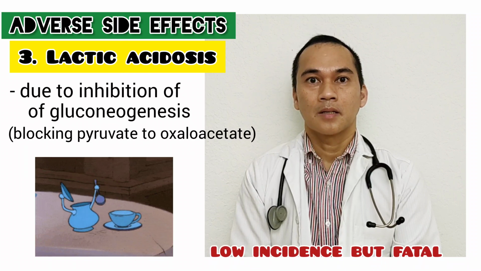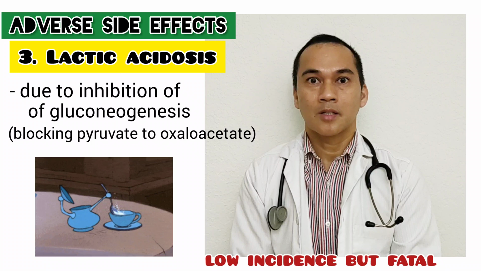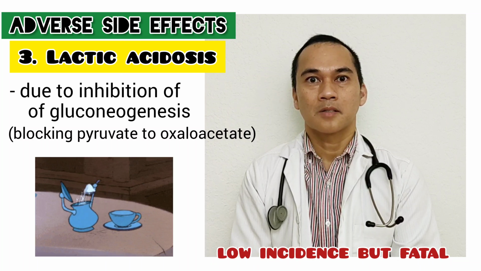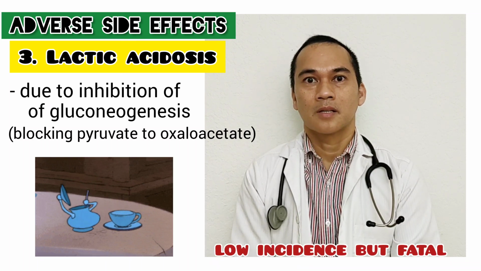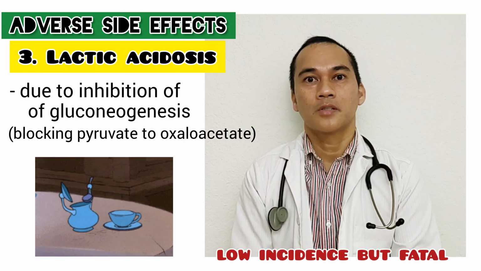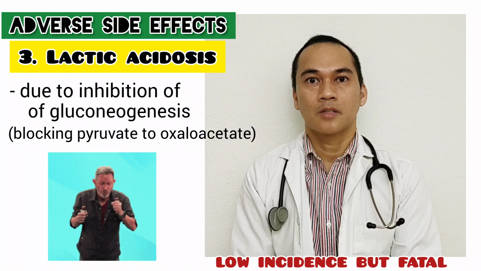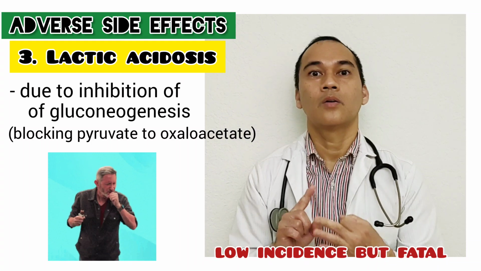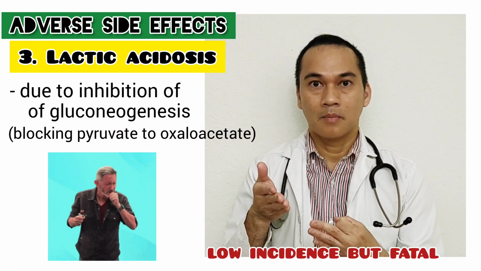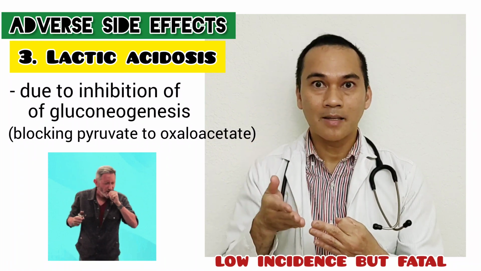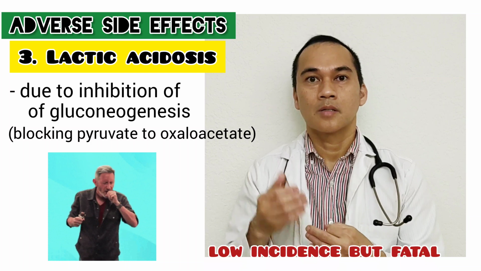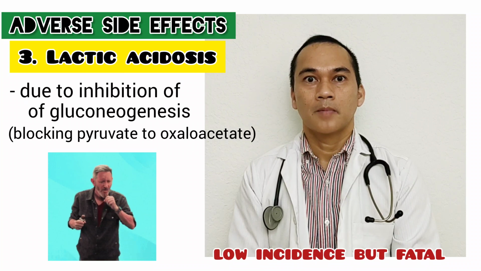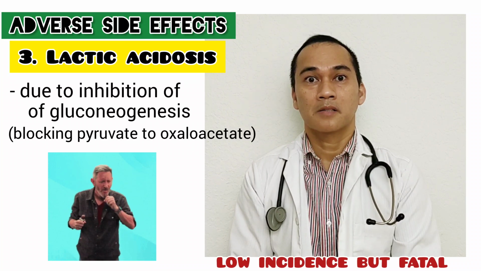And then the most serious adverse side effect, although it has low incidence, is lactic acidosis. Why lactic acidosis? Remember, metformin suppresses gluconeogenesis. Gluconeogenesis is the conversion of non-carbs into glucose, and that includes alanine, your protein, your glycerol, and your lactate. But you are blocking that pathway. We are blocking the conversion of lactate into glucose, so lactic acid will accumulate in your bloodstream. As I said, it has a low incidence, but it is fatal when it happens.